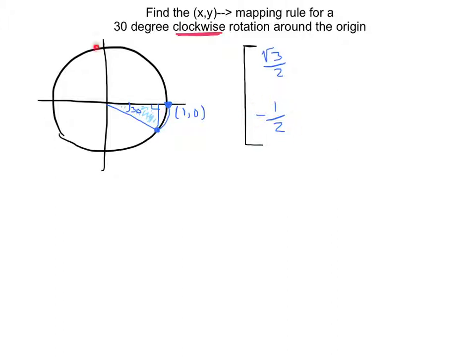Okay, next part is figure out where 0, 1 goes to. So this one was going over the short and up the long.